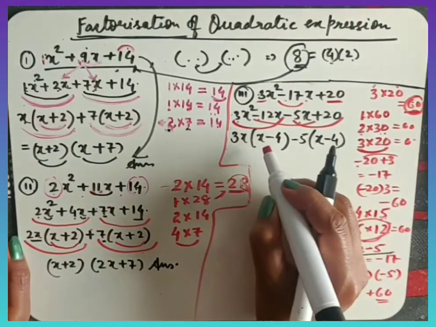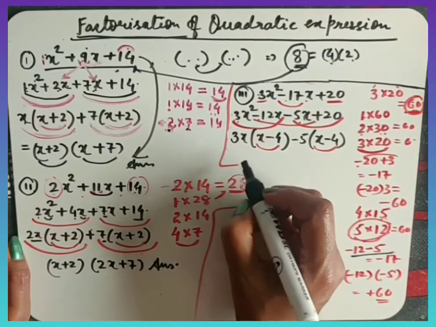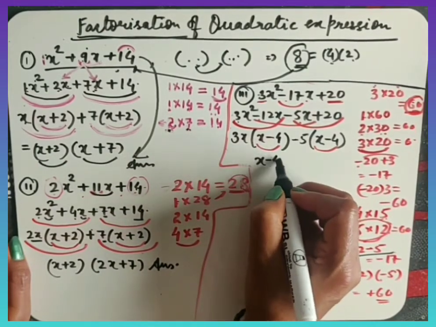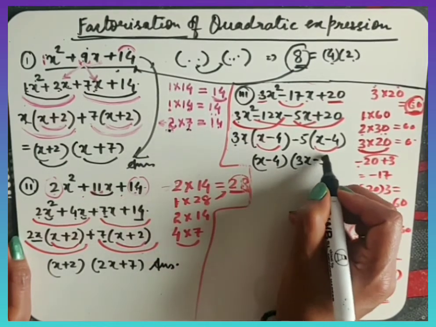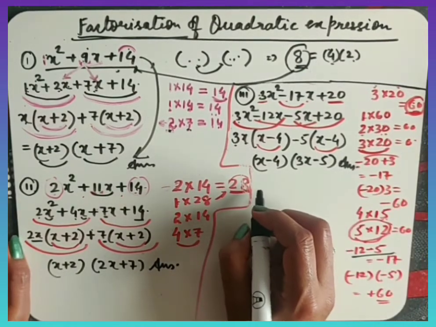Now see here, we got x minus 4 and x minus 4. This means we are doing correct. Now we have two factors. First factor is x minus 4 and second factor is 3x minus 5. This is your answer. Now going to take one more question here.